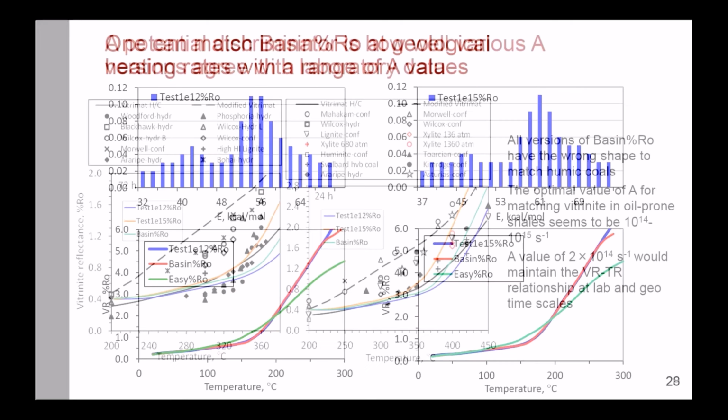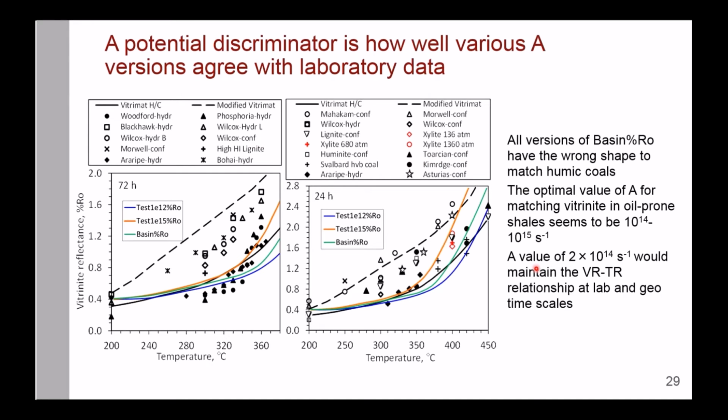So here's, let me see. Now the comparison to this other collection of data of hydrous and confined pyrolysis from the literature of these two, the frequency factor of 10 to the 15th seems to work better than 10 to the 12th. So what I'm proposing is that a frequency factor of 2 times 10 to the 14th is going to maintain the relationship between vitrinite reflectance and transformation ratios at both laboratory and geologic time frames.